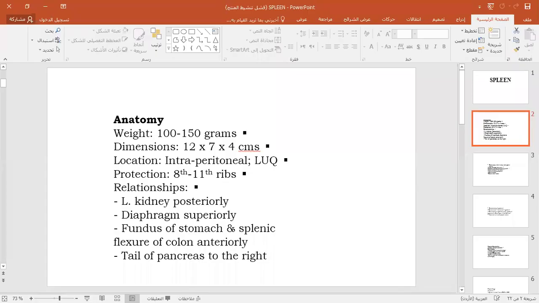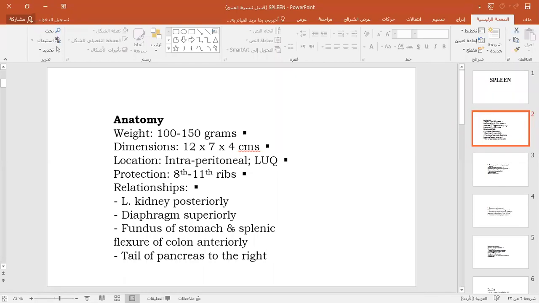About the anatomy of the spleen, the weight of the spleen is about 150 gram, dimension about 12 by 7 by 4 cm. Location, usually it is an intraperitoneal organ located in the left upper quadrant, usually protected by ribs from the 8th rib to the 11th rib.